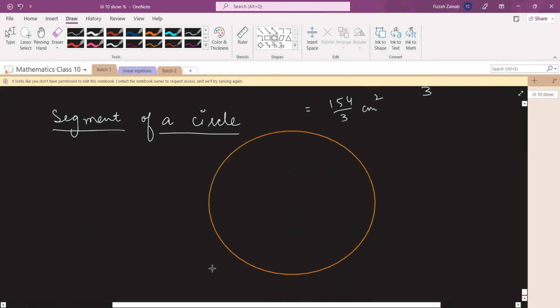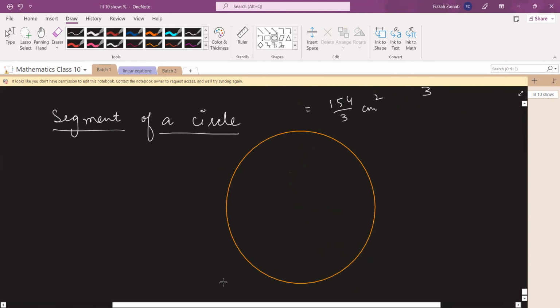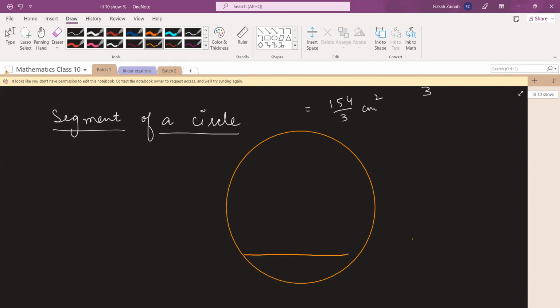So this is a circle. Let me draw it a bit bigger. And now a segment means this. If I draw a chord, a chord means a line which is smaller than the diameter, and it cuts the circle at two points, joining two points on the circle. So this PQ, I can call it a chord, and this O is the center of the circle. So this part is called a segment, understand? And obviously this will be the minor segment and this will be the major segment.